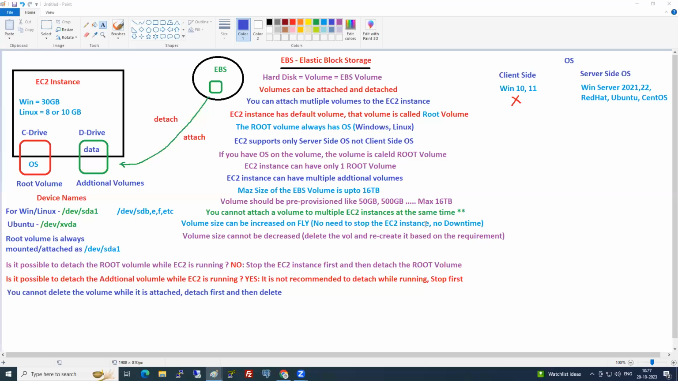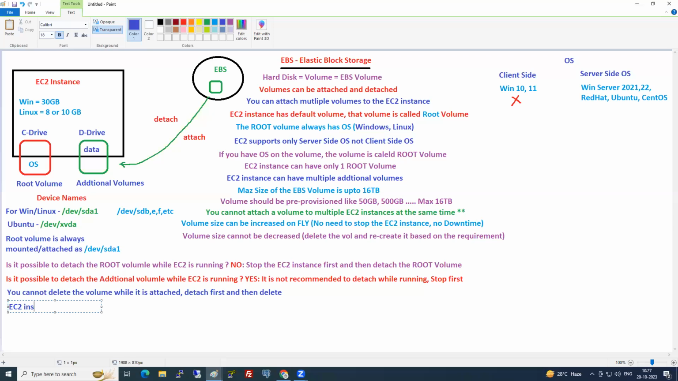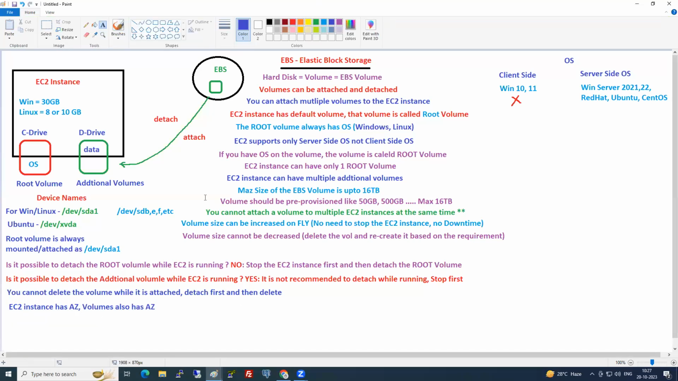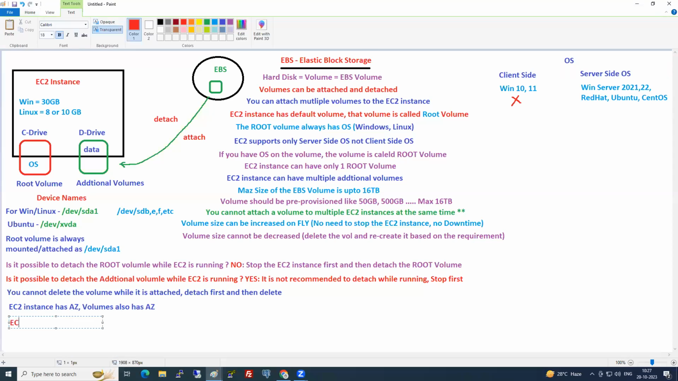What is an availability zone? A data center. So your EC2 instance is in one data center. Your volume also should be in the same data center. Is it good to have it in a different data center? No. So very good. So an EC2 instance has availability zones. Volumes also have availability zones. And they both should be in the same availability zone. EC2 instance and volume should be in the same availability zone.